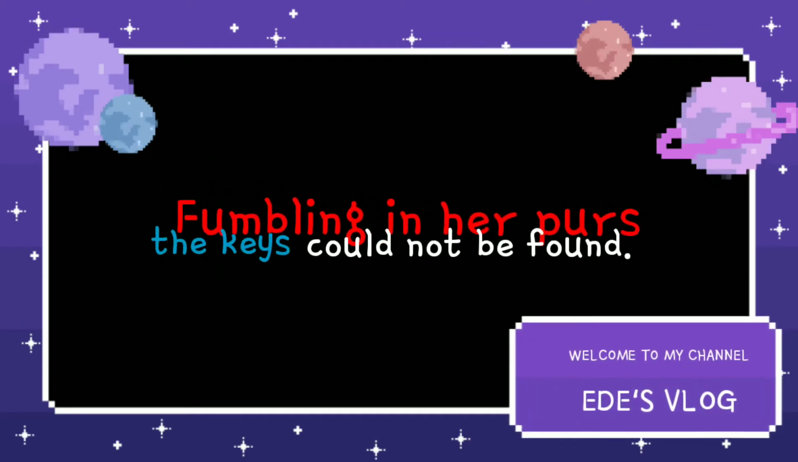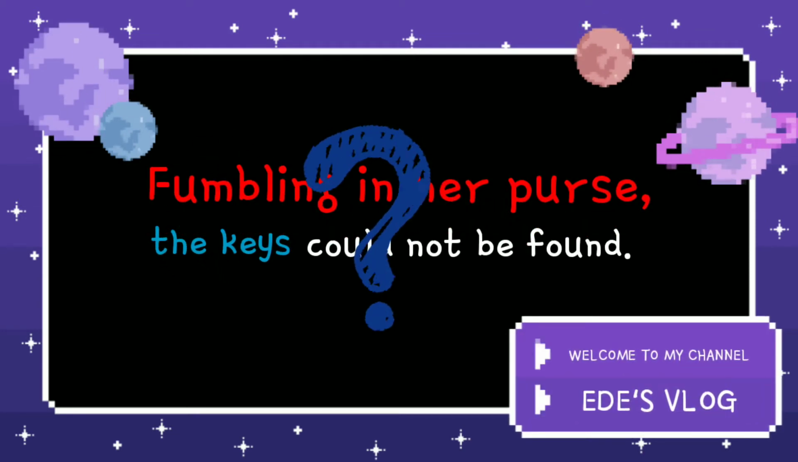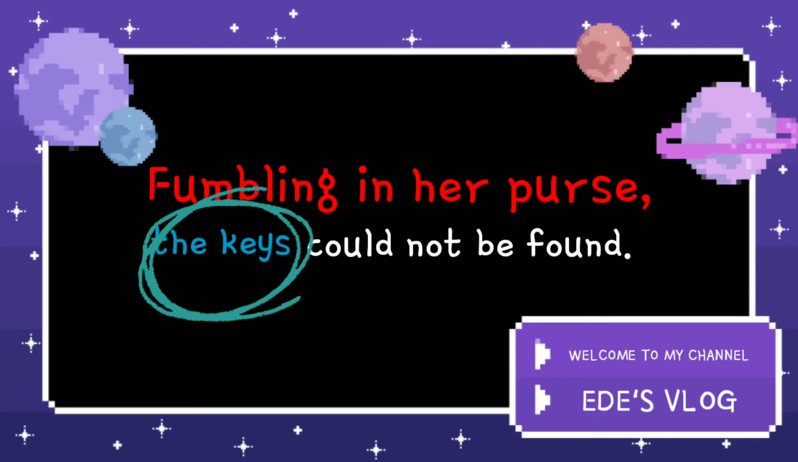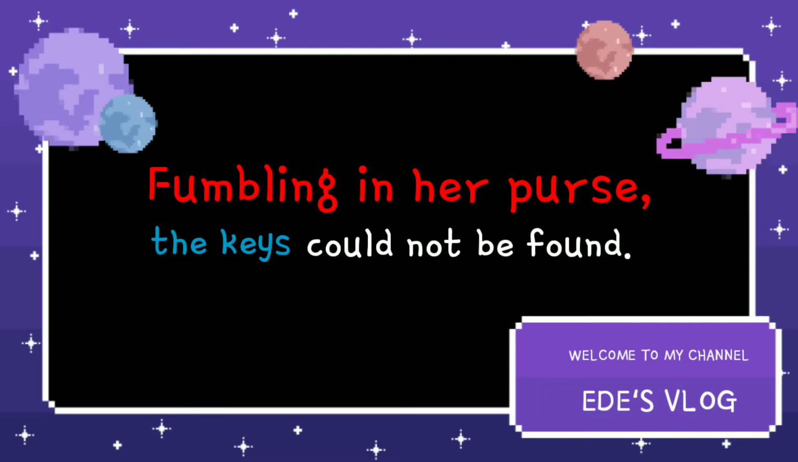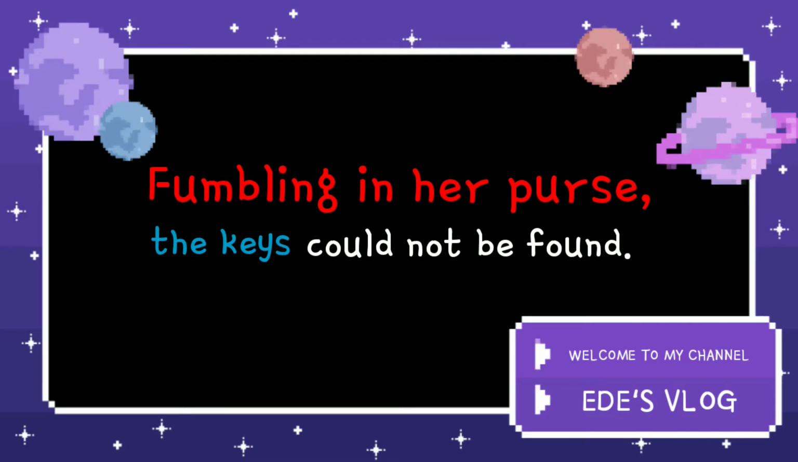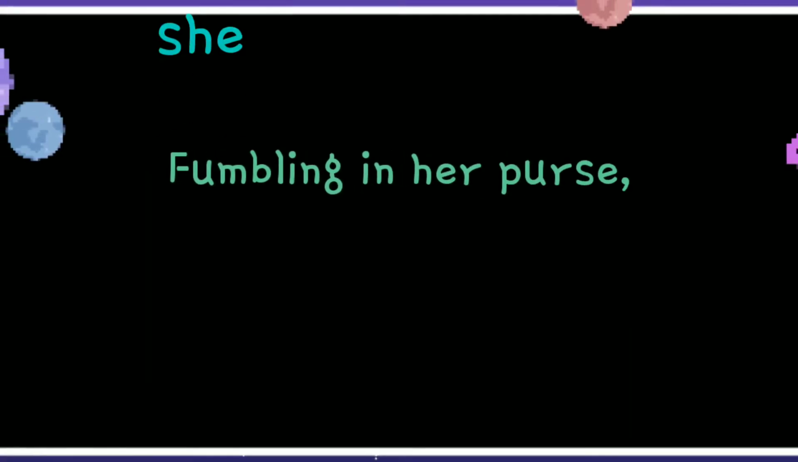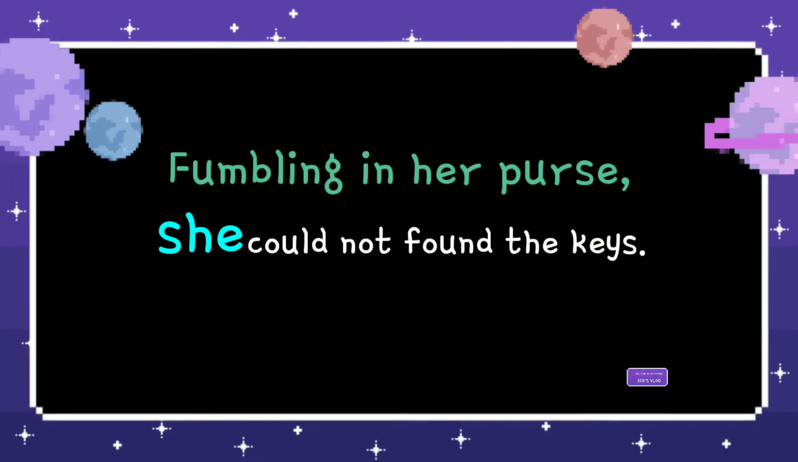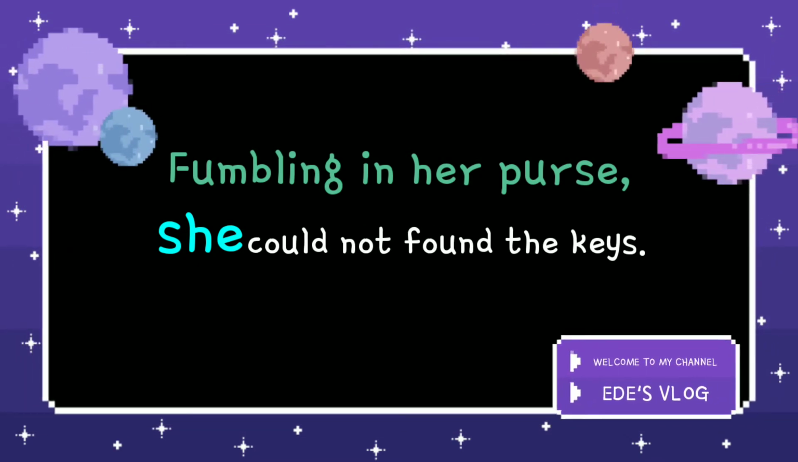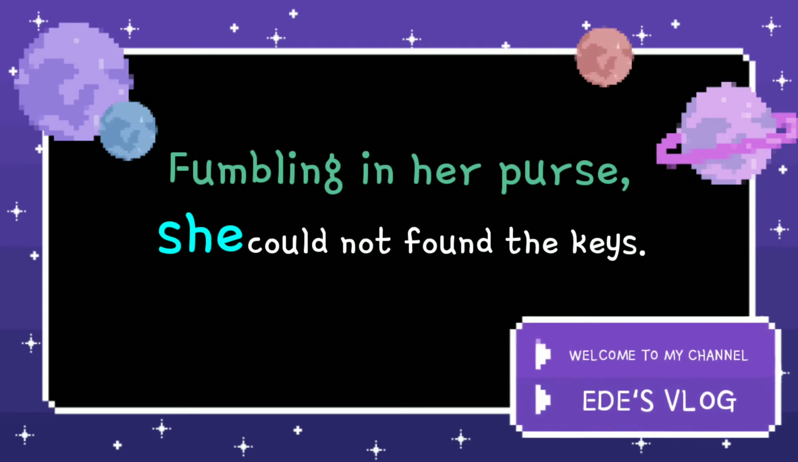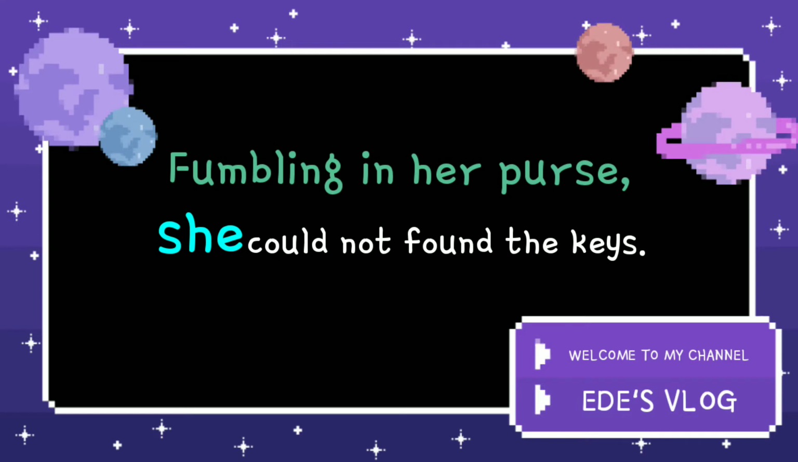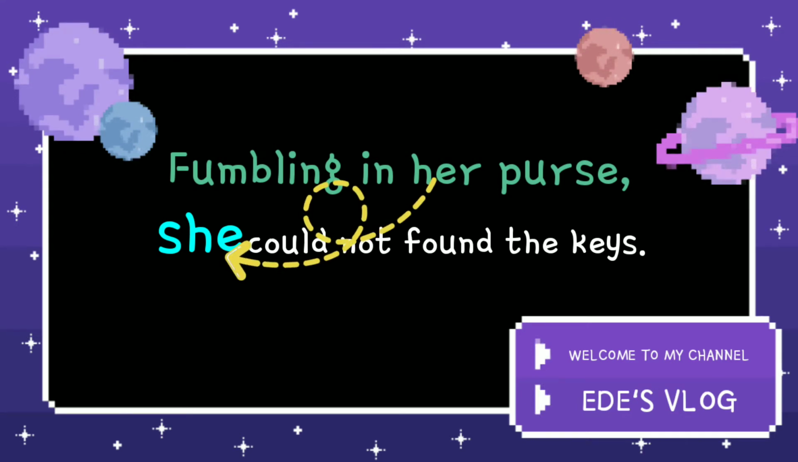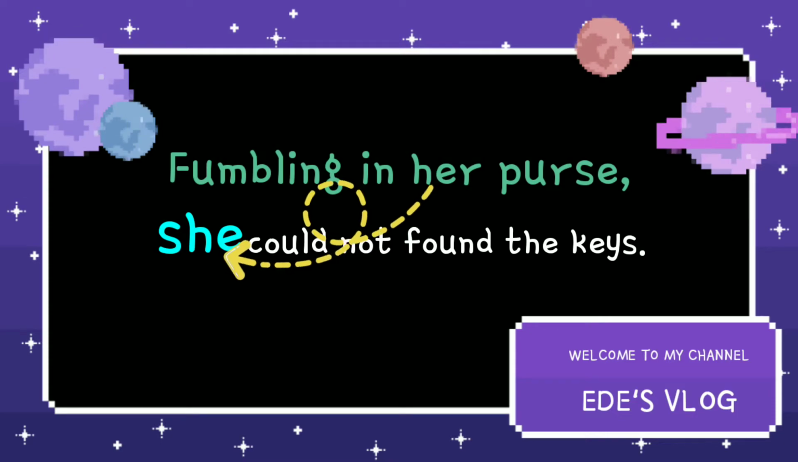Because the intended subject of the modifier is missing from the sentence, and instead, another subject appears in its place. So let me show you the correct sentence and try to observe what is the difference. The correct sentence is, fumbling in her purse, she could not find the keys. As you can see, the sentence is now completely different because of adding "she," a pronoun, to the sentence, which is the subject of the modifier that was missing from the sentence in the very beginning.